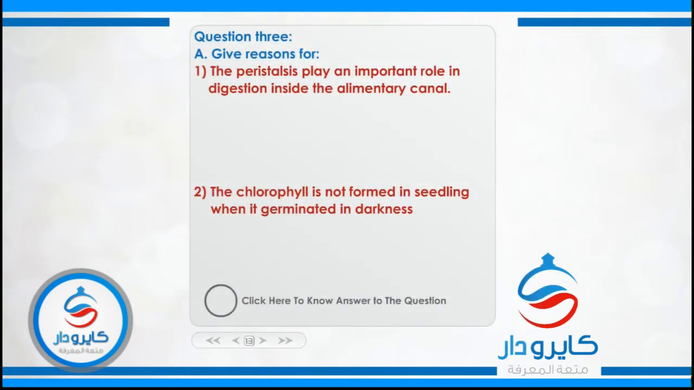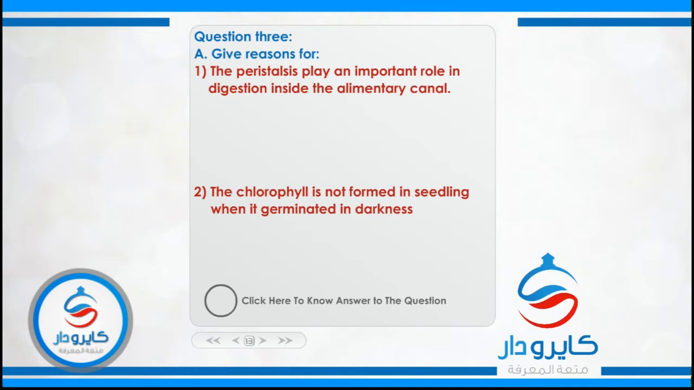That's question three, number A, give reason for: the peristalsis plays an important role in the digestion inside the alimentary canal. We understand that the peristalsis is a series of contraction and relaxation that facilitates the mixing of the food with the digestive enzymes, or increases the area of the food that is exposed to the digestive enzymes. And also the peristalsis facilitates the passage of the food through the alimentary canal.